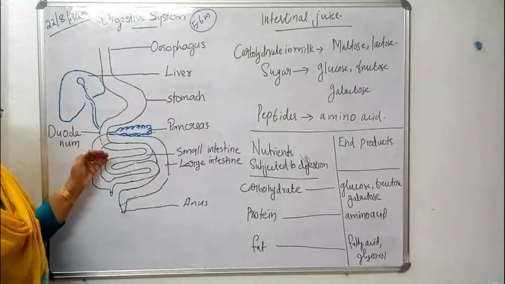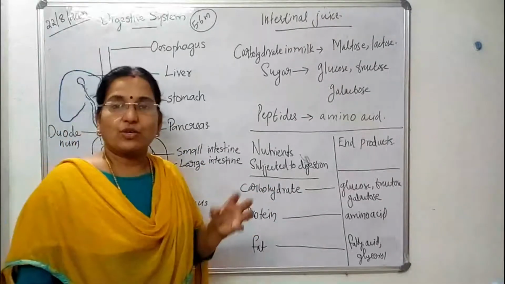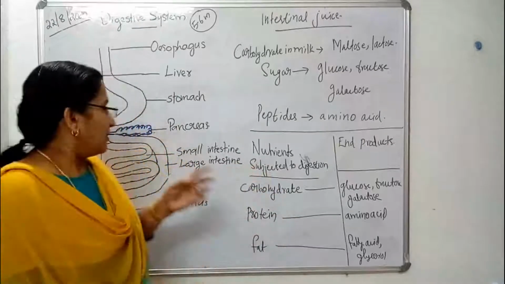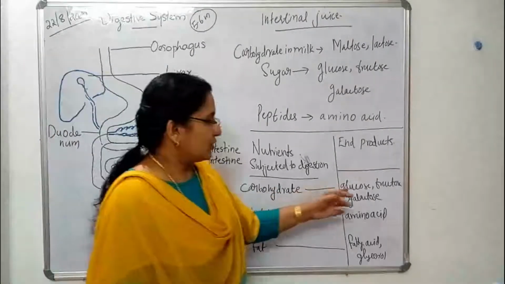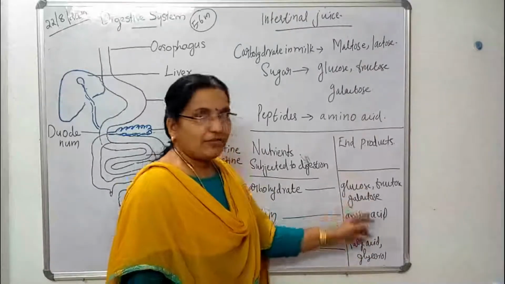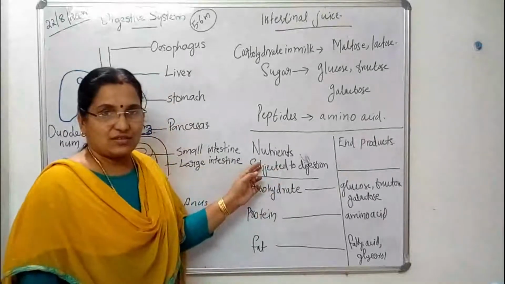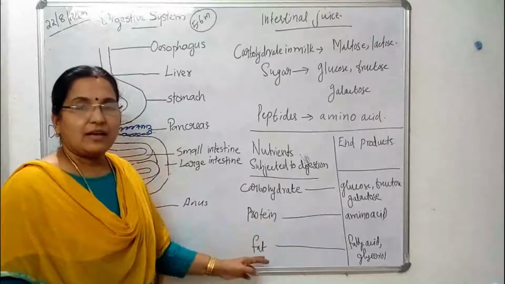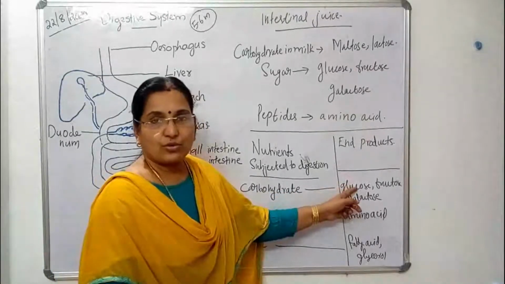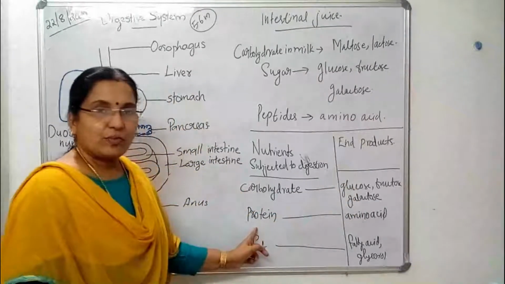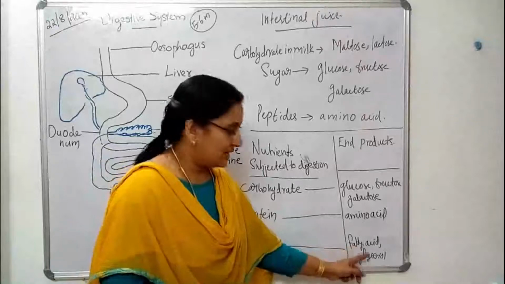Then one more nutrient, fat. The conversion of fat into fatty acid and glycerol, the simplest units of fat, is done in the duodenum. The remaining substances, the complete conversion into glucose, fructose, galactose and amino acid, is done in the small intestine. So let us see which nutrients are subjected to digestion: carbohydrate, protein and fat. What are the end products? The end product of carbohydrate is glucose, fructose and galactose. The end product of protein is amino acid. The end product of fat is fatty acid and glycerol.